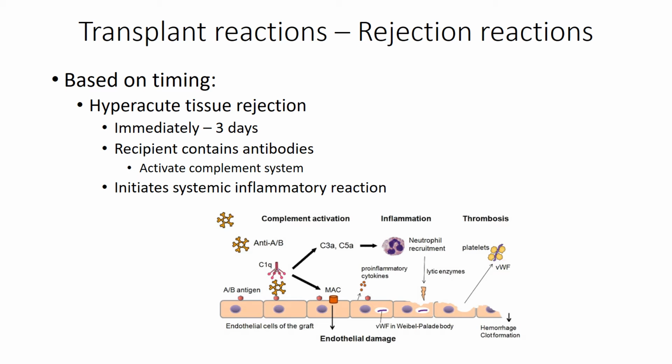Okay. So this can be based entirely on the timing that these rejections actually occur. So the hyperacute tissue rejection occurs immediately up to 3 days, and this is going to limit the success of the transplant. Because the individual has antibodies, and these antibodies would activate the complement system. So we see activation of the complement system results in inflammation, cell lysis, clearance of the antigen from the body, and multiple other things. But the main reason for all this is to get rid of it. And so we start a systemic inflammatory reaction. So we activate the complement system, we start this inflammation, and really it starts to extend beyond just the organ.